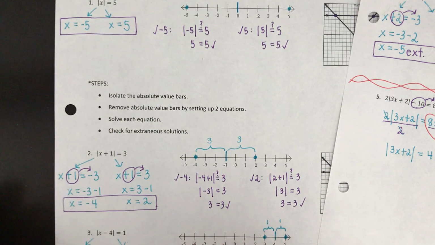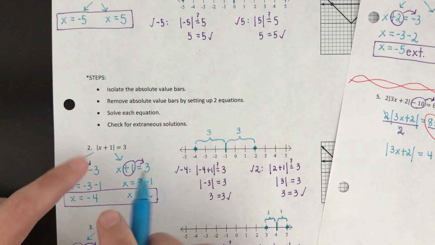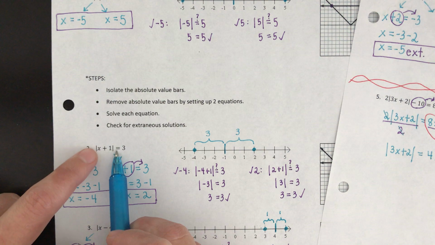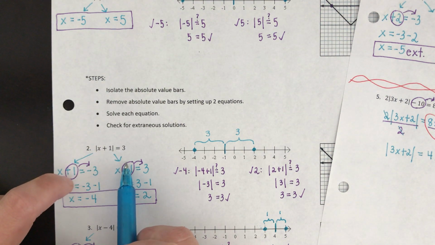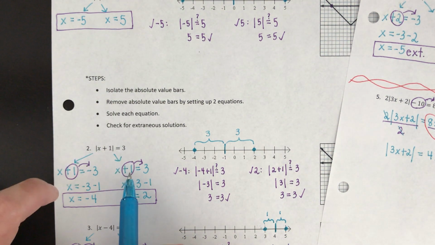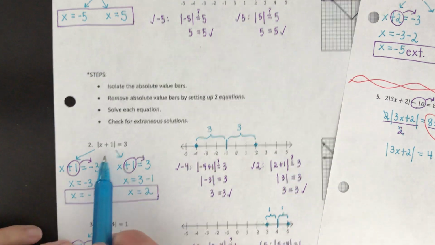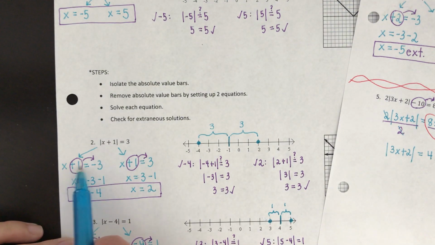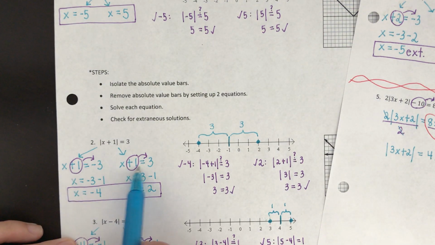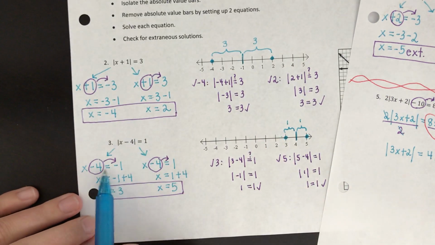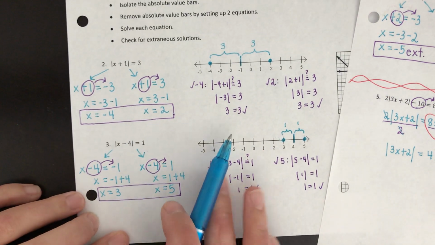Let's pause for a second. Let's go back to before. Okay, once the absolute value bars were isolated, how did I remove the absolute value bars and split it up into 2 equations? Remember, I kept what was inside the bars the same, so the x plus 1 stayed the same in both cases, just like here, the x minus 4 stayed the same, okay?